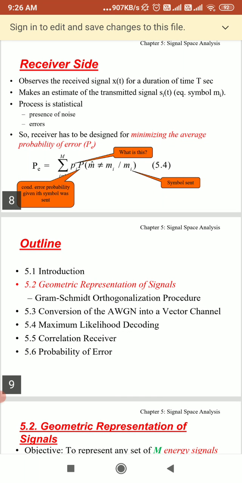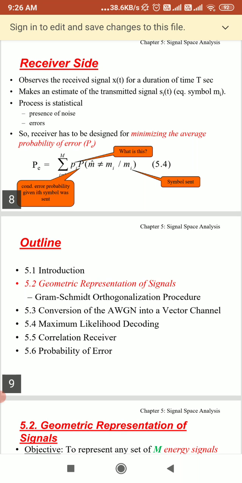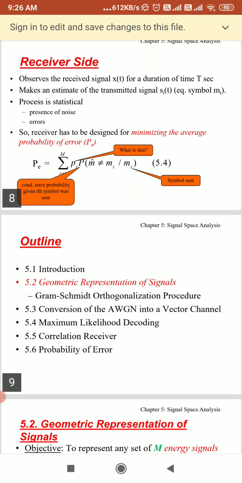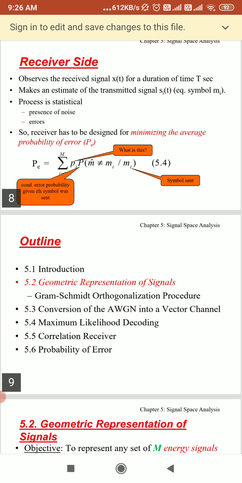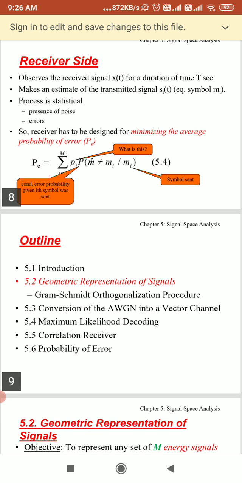So when we are studying the baseband receiver, there is a geometric representation of signal, and then we will consider the model of a digital communication system. At that time we can say the transmitter will send m symbols of duration t seconds. So here we are taking the symbols m1 up to mm. Here we are sending quaternary signals, so it will have values 00 up to 11, meaning 0 to 3.